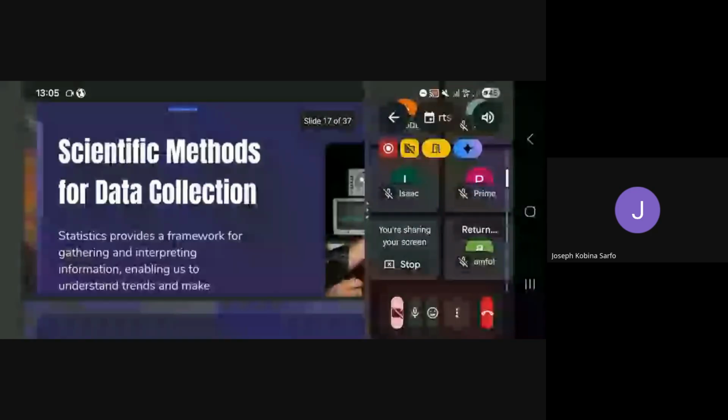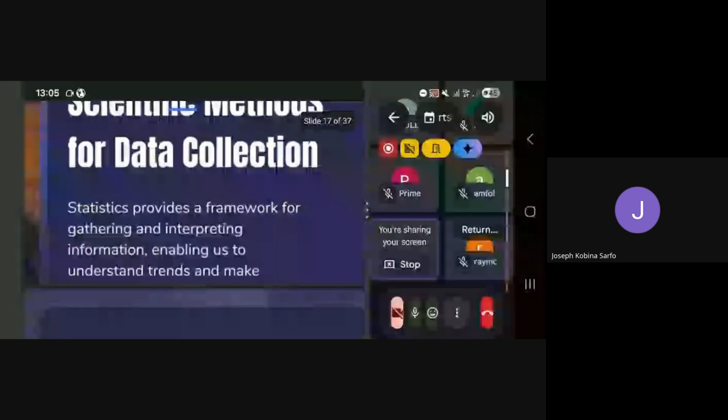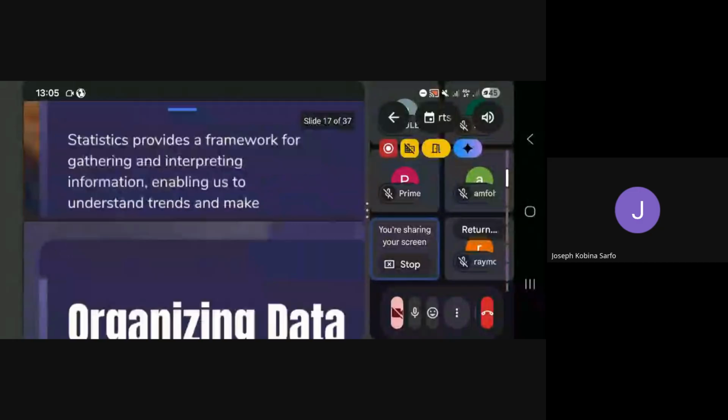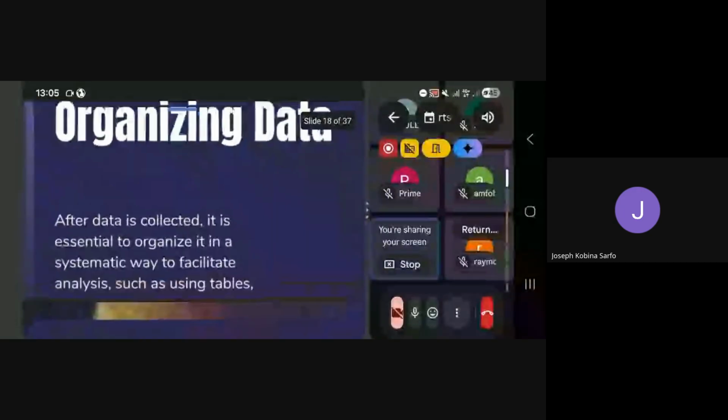So now let's look at some scientific methods. We spoke about the fact that when it comes to statistics, there is collection of data. If there is collection of data, we are looking at some scientific method with respect to collection of data. When we are collecting the data, what does the data do? Statistics provides a framework for gathering and interpreting information, which helps us to understand trends and helps us to analyze or draw conclusions from the data that we collect.